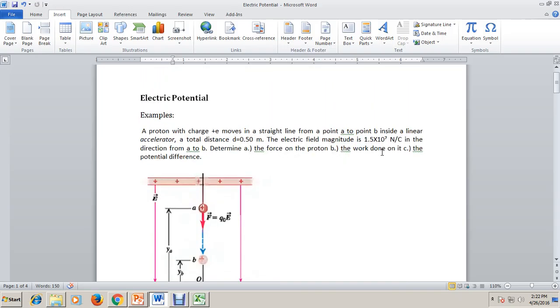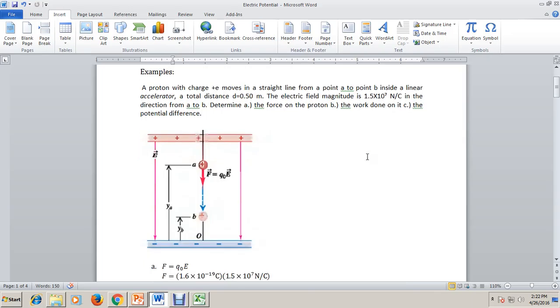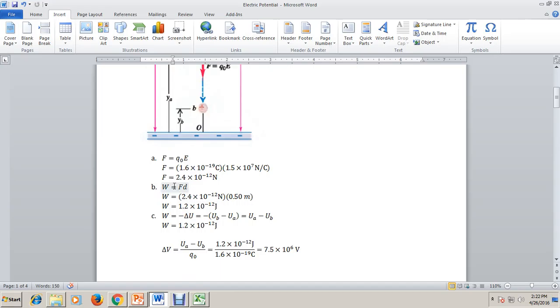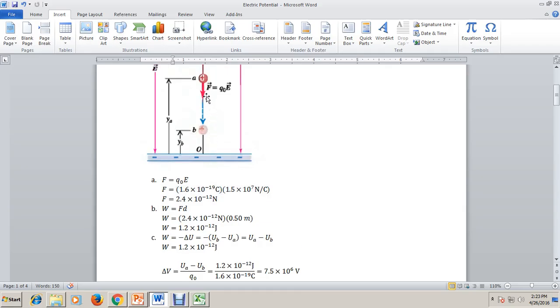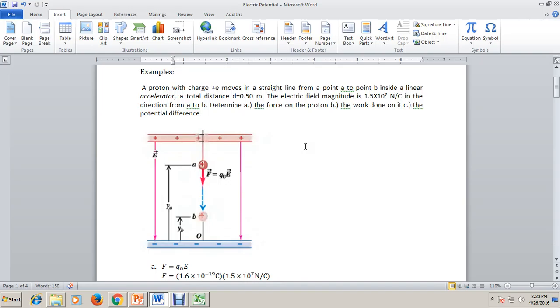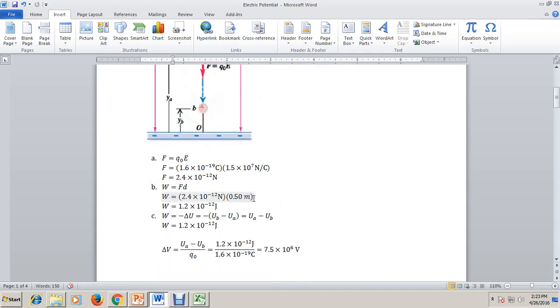Now next is letter B. What is the work done on the proton as the proton moves from point A to point B? The basic formula for work is equal to force times distance. Since we already computed the force, that is 2.4 times 10 to the negative 12. Multiplying that with the distance traveled by the object from point A to point B, given in the problem, that is 0.5 meters. Multiply that with 2.4 times 10 to the negative 12, we have the work done as 1.2 times 10 to the negative 12 joules.